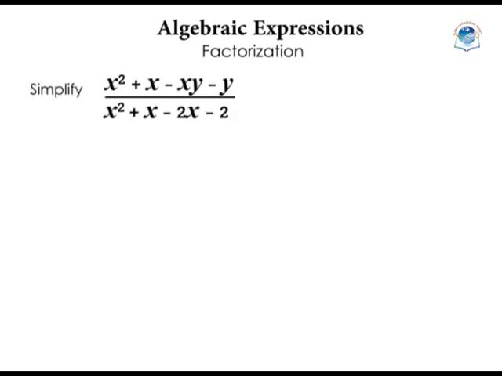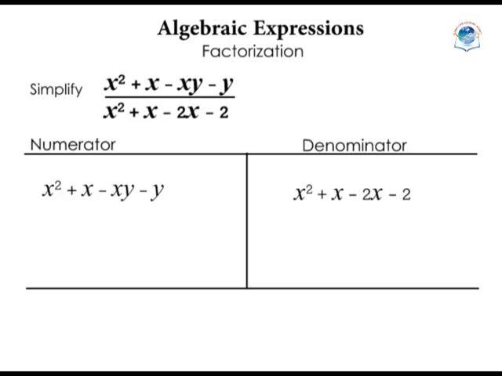Simplify x squared plus x minus xy minus y, everything over x squared plus x minus 2x minus 2. Start with the numerator. The first two terms have a common factor x, and so we have x into x plus 1. The next two terms have a common factor minus y, so we have minus y into x plus 1. So we have x into x plus 1, then minus y into x plus 1, so that we shall have x minus y times x plus 1.